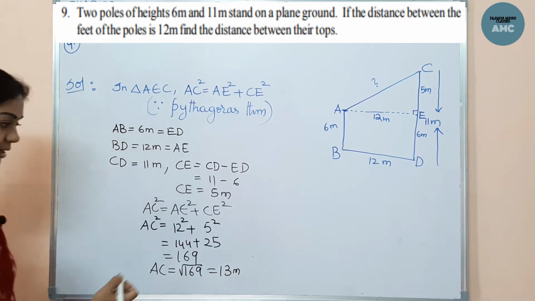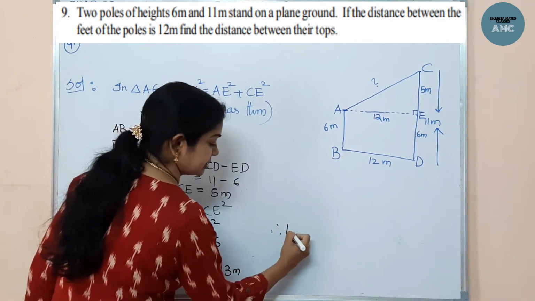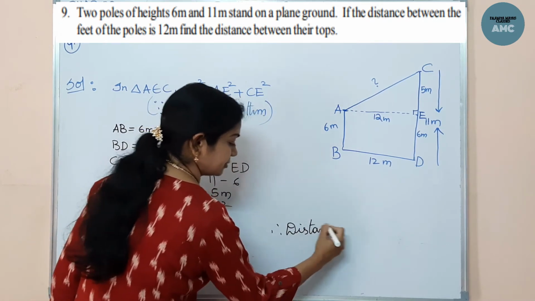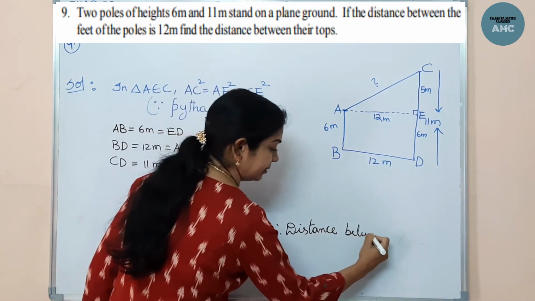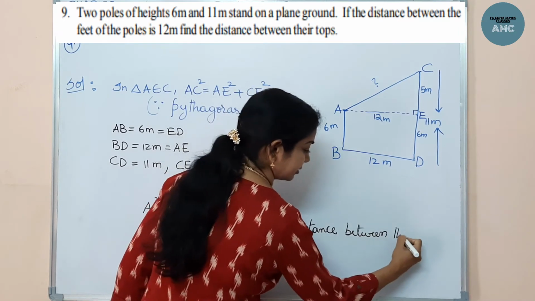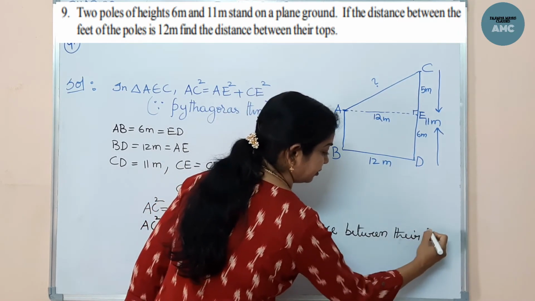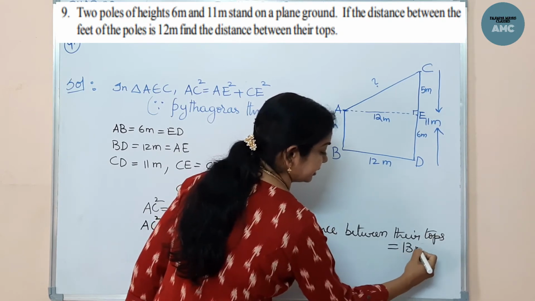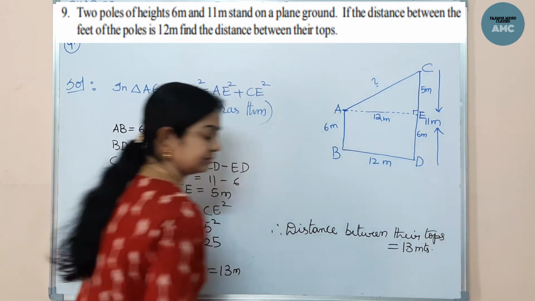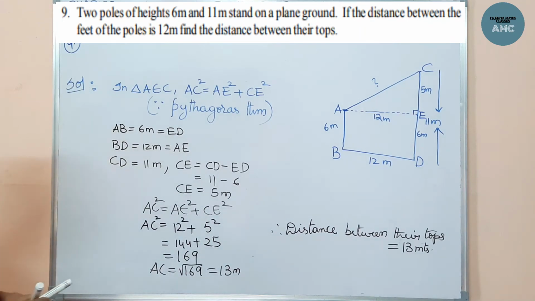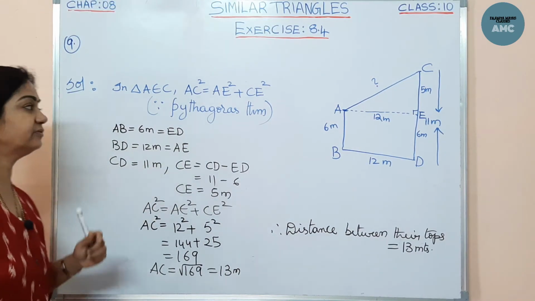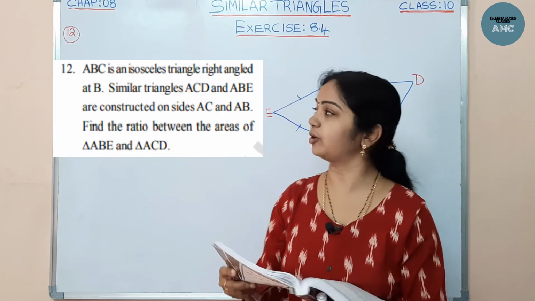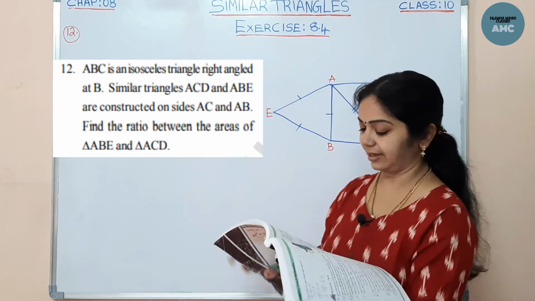Therefore the distance between their tops is equal to 13 meters. Right. So like this, using this Pythagoras theorem, we can find it out. Quickly note it down. Let's see the next problem. Now the 12th problem here. See the diagram I've drawn.